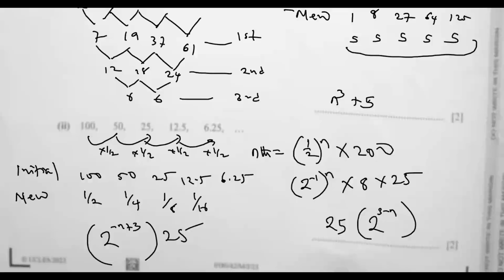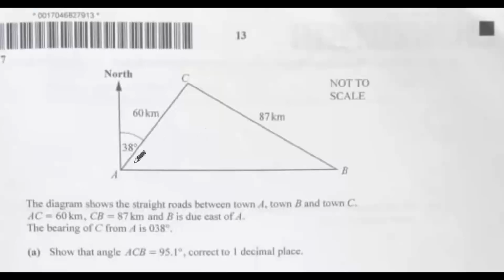So let's go to the next one. That will be question 7. The diagram shows the straight roads between town A, town B, and town C. AC is equal to 60 kilometers as illustrated here. CB is equal to 87 kilometers here, and B is due east of A. So that means the angle here, let me show it, is a right angle. So we can easily get the remaining part by saying 90 minus 38. That will be 52 degrees. That is, this angle here will be 52 degrees.